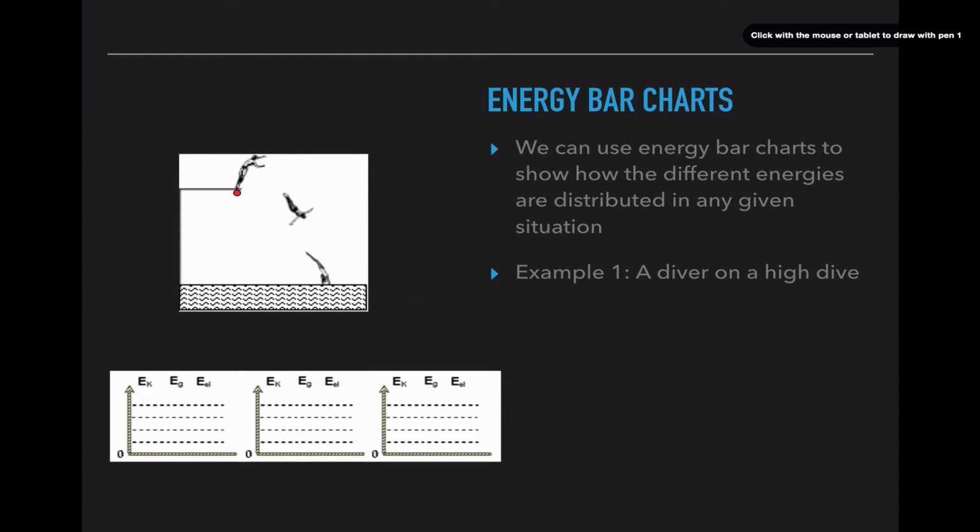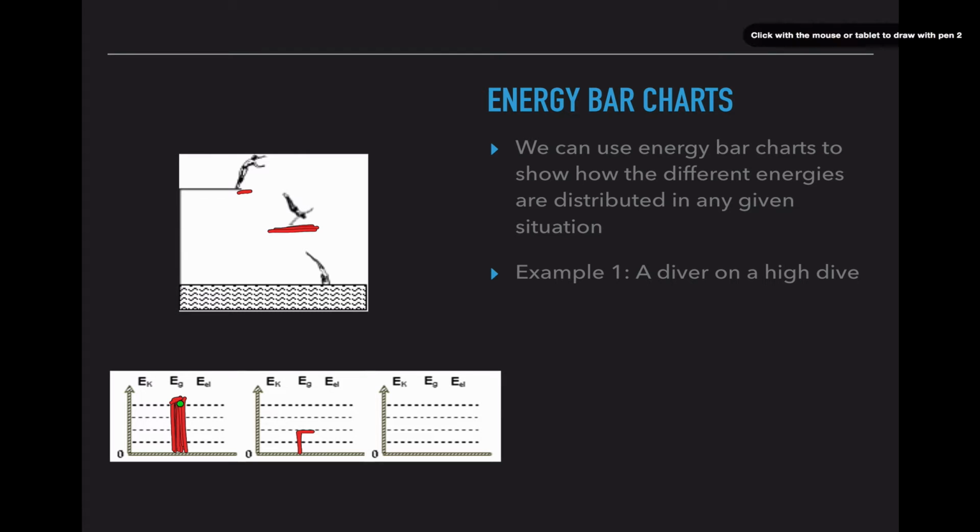In example 1, we have a diver on a high dive. At the very top position, he is not currently moving, so all of his energy is gravitational potential energy. If it would have been a spring diving board, he would have gravity, a little bit of elastic, and a little bit of kinetic. At this point, we are about halfway down, so he is falling, and he still has a height. So we have 1, 2, 3, 4, a little bit more than 4.